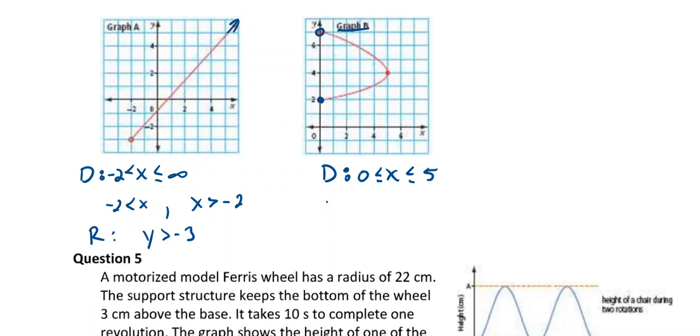Okay, and then our range would be y has to be greater than or equal to 2, right? That's our bottom. And now what would this be? Is it less than or equal to? Just less than, because it's an open circle. Less than 7. Yep.